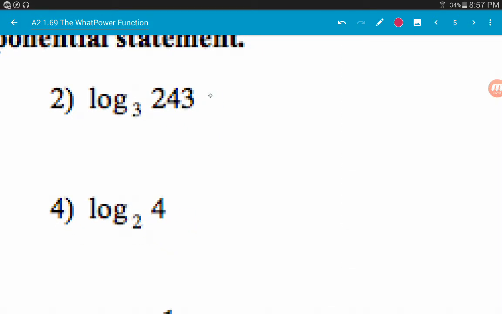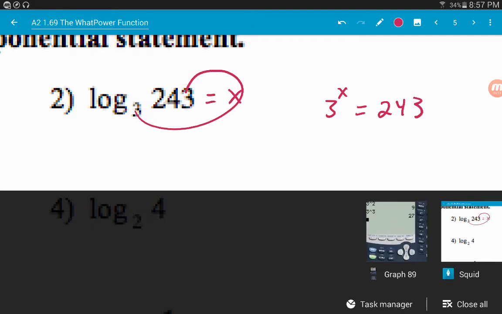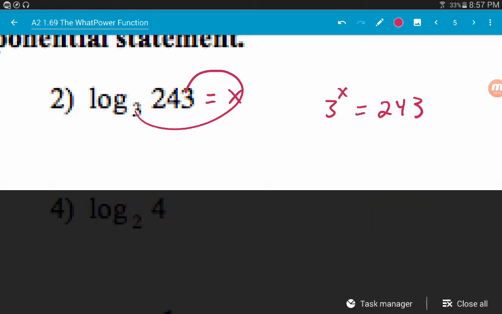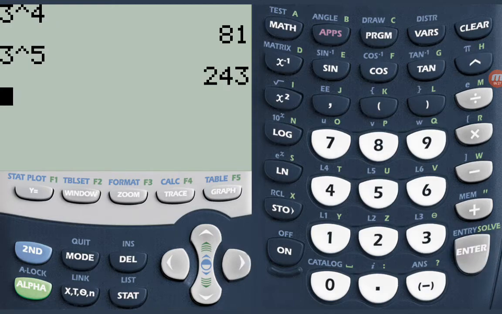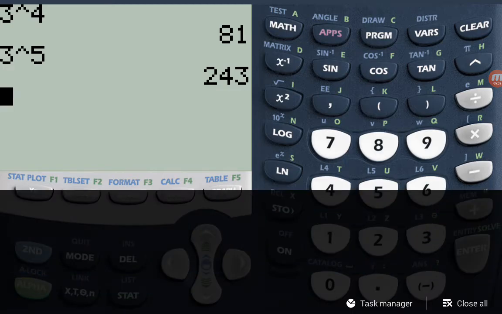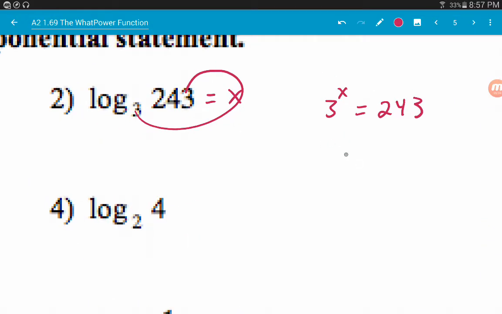We'll try number 2. Set it equal to x. Do the swoop. 3 to the x equals 243. And I'm probably going to want to guess and check this on my calculator. 3 to the what power equals 243. So let's see, is it 3 to the 4th? No. What about 3 to the 5th? Oh yeah, okay, cool. So 3 to the 5th is equal to 243. That means that x must equal 5.